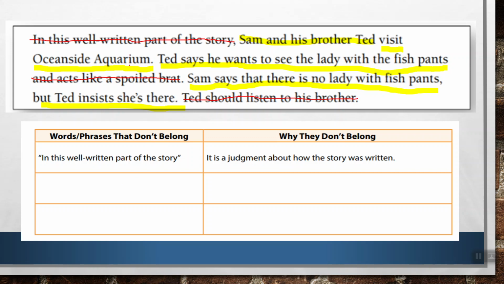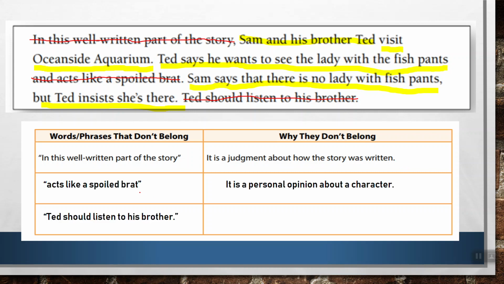So we crossed out three things. We crossed out "this well-written part of the story" because it's a judgment about how the story was written. We also crossed out "acts like a spoiled brat" because that's a personal opinion about the character. It's not a fact from the story. Finally, we crossed out "Ted should listen to his brother." We crossed that out because it too is a personal opinion about the character's behavior, but it's not a fact from the story.